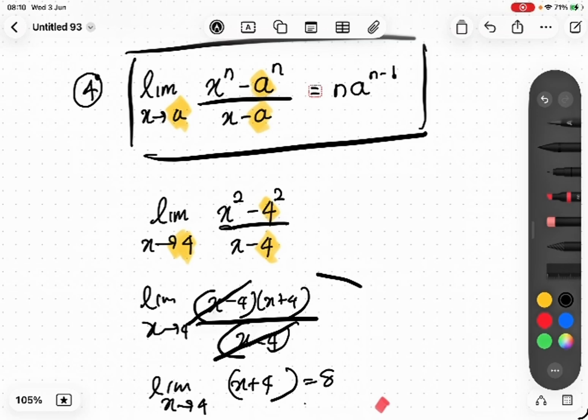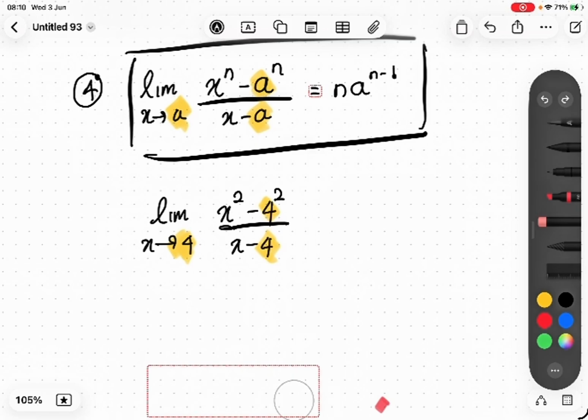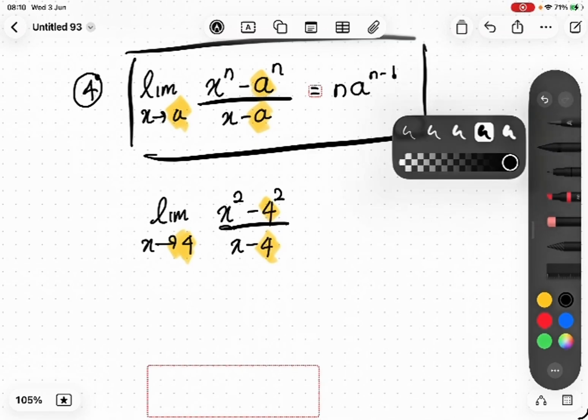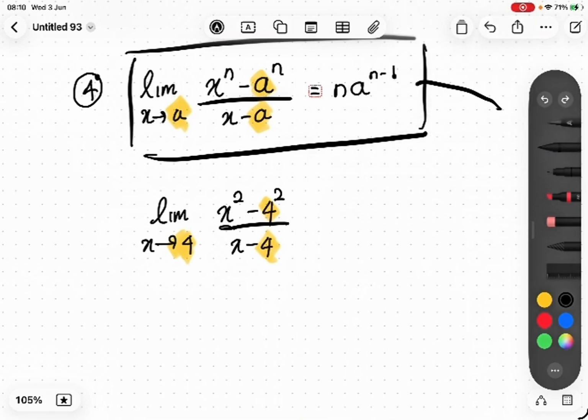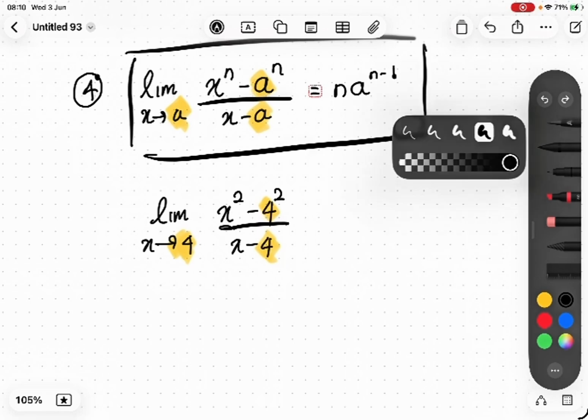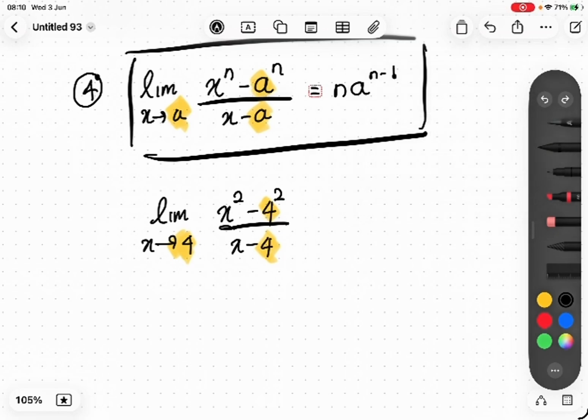So from this question you should get the answer as 8. Now you see, with this shortcut method, with this definition that I told you, we can get the answer directly. You have to identify that this is the format. What is the answer? What is n? 2, right? What is a? 4. So it is n a to the power n minus 1. So the answer will be 2 times 4 to the power 2 minus 1, which is equal to 2 times 4, 8. Clear? So very easily we can get the answer.